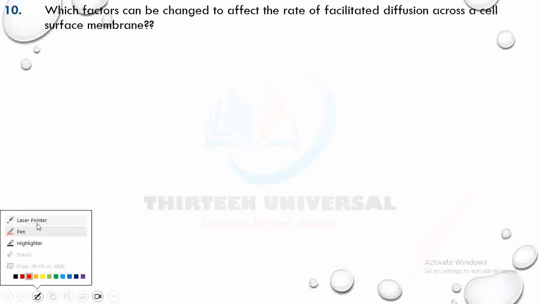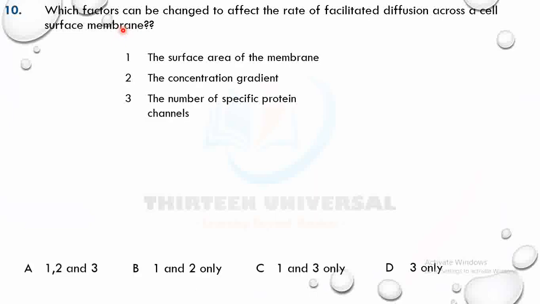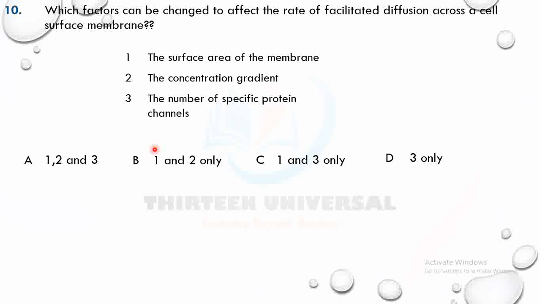Which factors can be changed to affect the rate of facilitated diffusion across a cell surface membrane? Which of the factors affect the rate of facilitated diffusion? So pause the video and try it.